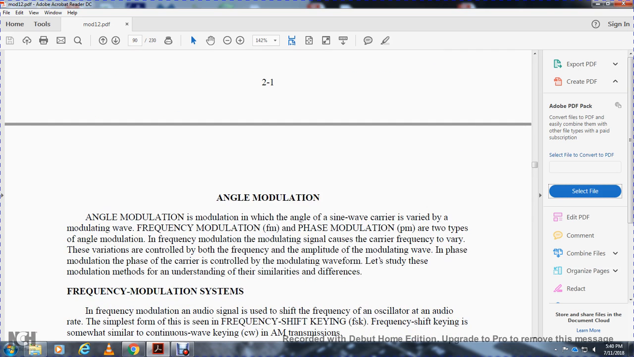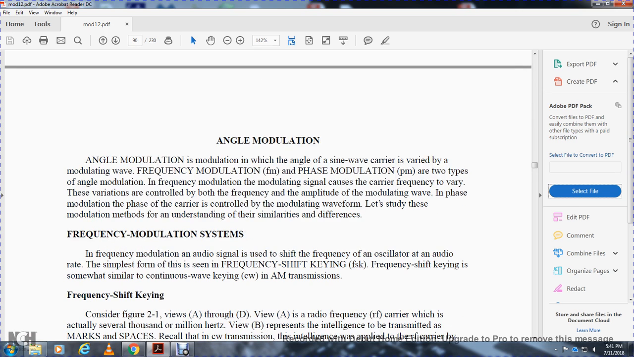Angle modulation. Angle modulation is modulation in which the angle of the sine wave carrier is varied by the modulating wave. Frequency modulation and phase modulation are the two types of angle modulation. In frequency modulation, the modulating signal causes the carrier frequency to vary with the frequency and amplitude of the modulating wave. In phase modulation, the phase of the carrier is controlled by the modulating waveform. Let's study each modulation method, with attention to the similarities and differences.